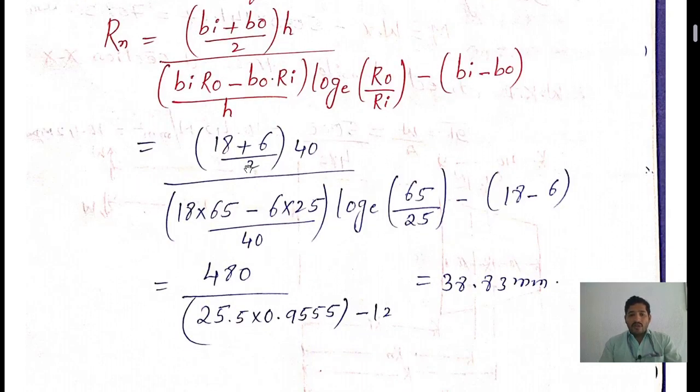If you divide the whole value, the numerator is 480. In the denominator, 18 into 65 minus 6 into 25, by 40, gives 25.5. Log e 65 by 25 gives 0.9555, minus 18 minus 6, which is 12. If you divide the whole value, you get the answer 38.83 mm. So we got 38.83 mm as the radius of neutral axis.